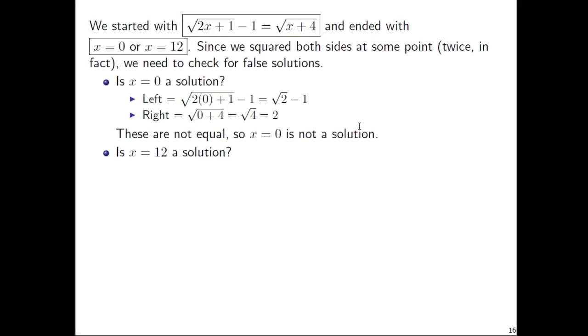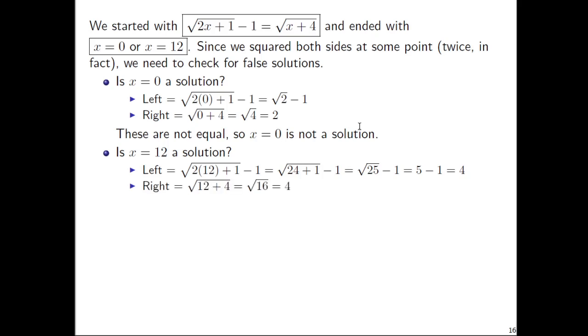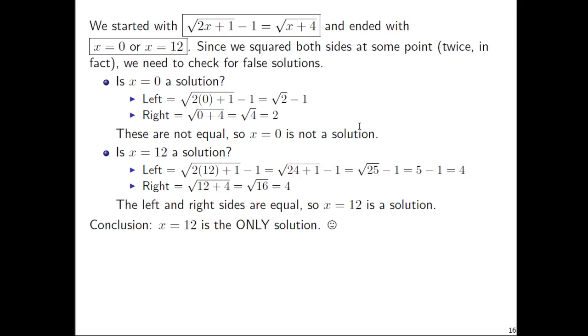Now, is x equal to 12 a solution? The left side, when you plug in 12 for every x, is going to simplify to a 4. On the right side, when you plug in 12 for every x, the right side is going to simplify to 4. Since the left and right side are both equal to 4, x equals 12 is a solution. So the conclusion here is that x equals 12 is the only solution.